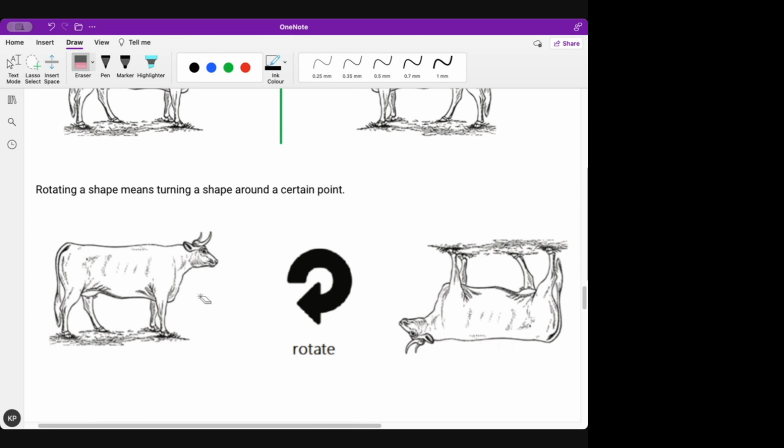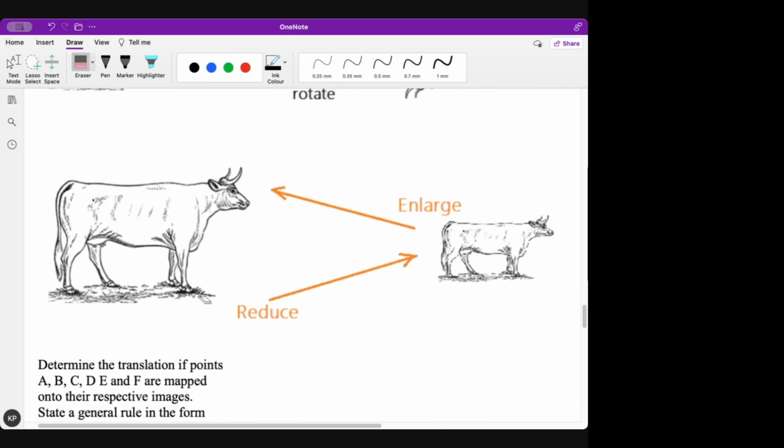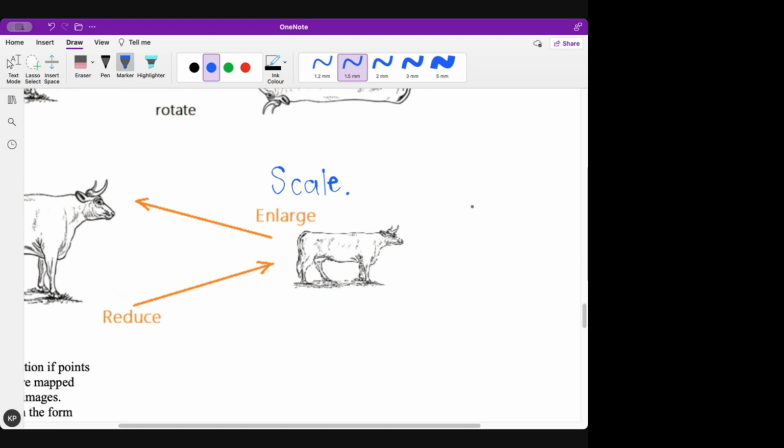The next one is your rotation. It doesn't always rotate all the way around, but we'll speak about angles and all of that when we get to it. And of course, enlargement and reductions, which is what we have over here. It's the same shape, and the sides will always be in proportion. And speaking of sides that are in proportion, there's always an enlargement or reduction scale.